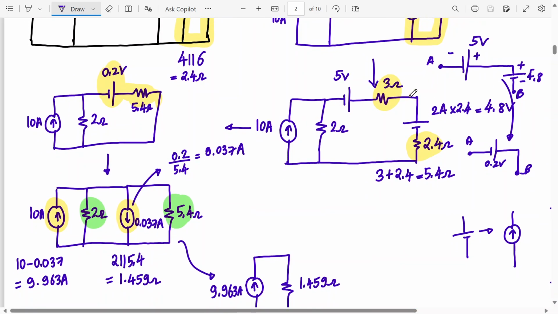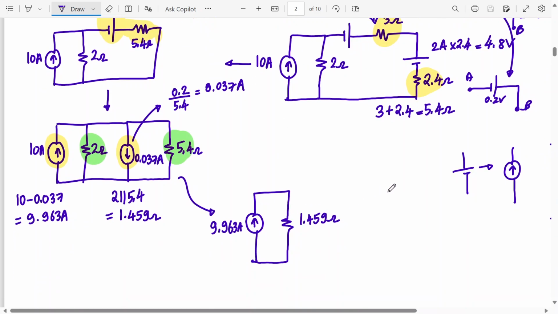Are you getting it? So here we were solving from the left hand side, right? From the right hand side case, don't convert everything at the end. Keep this intact till the end. Are you getting what I'm saying?